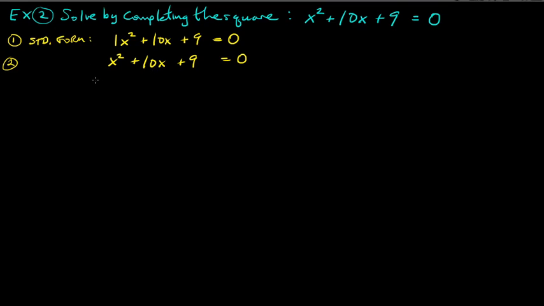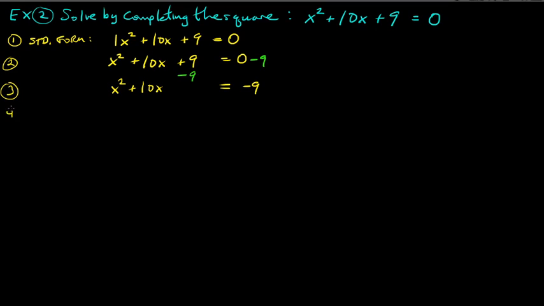test, obviously. Okay, so step 3, remember step 3 is to subtract the constant from both sides. It's a positive 9. The opposite of adding 9 is subtracting 9. So when you subtract 9 from both sides, you end up with x squared plus 10x equals negative 9.